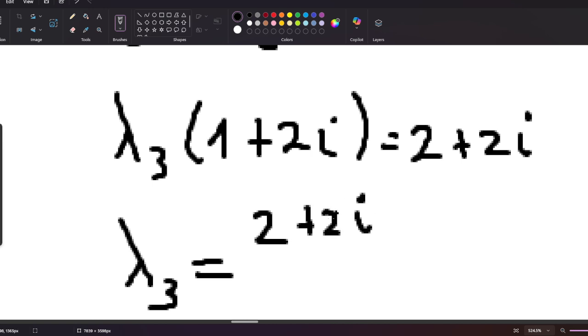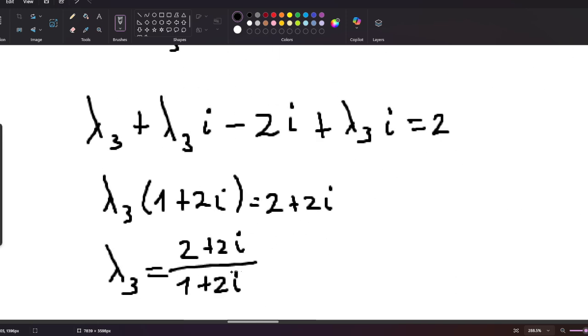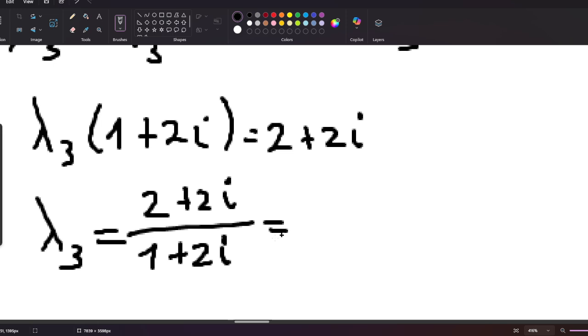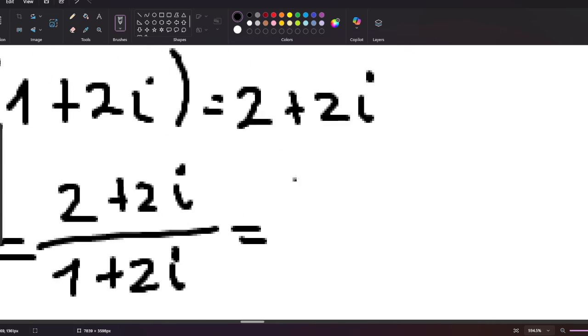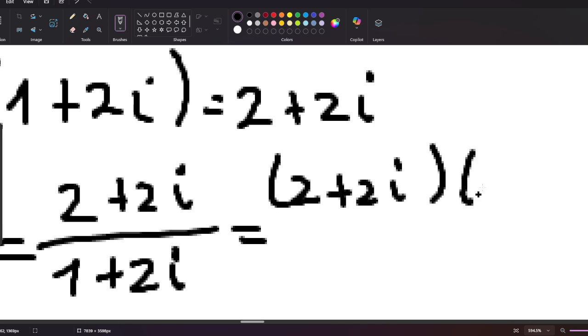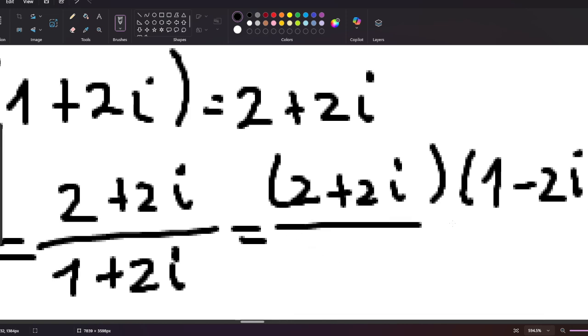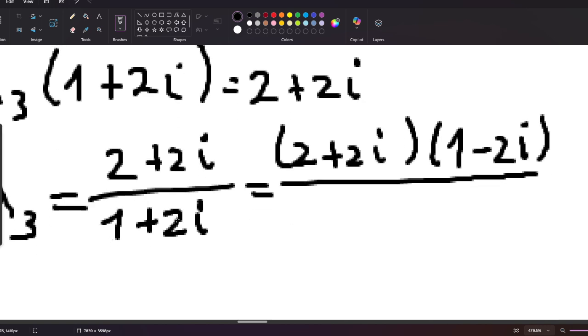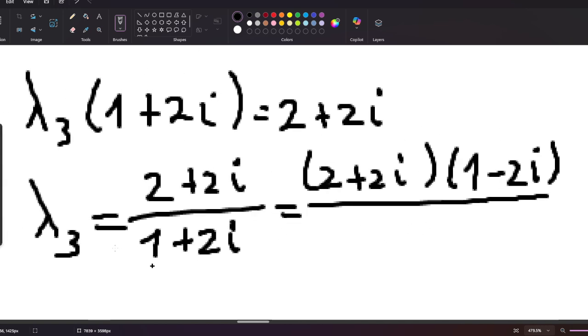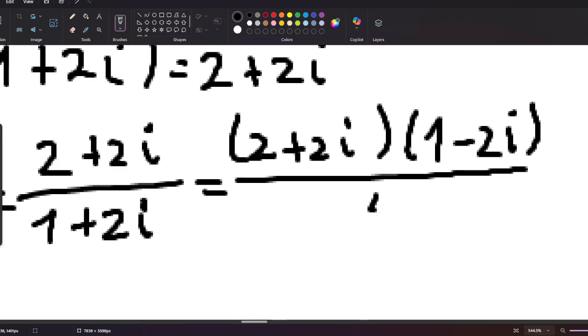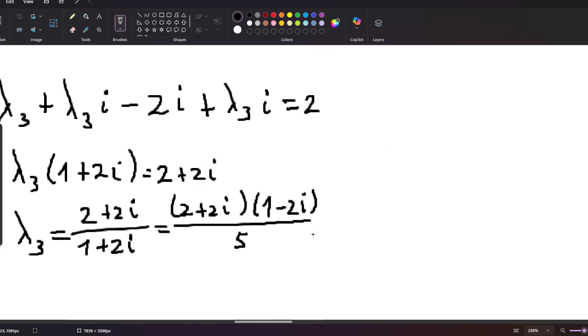2 plus 2i over 1 plus 2i. Let's multiply both the denominator and the numerator by 1 minus 2i. 2 plus 2i times 1 minus 2i. Now 1 squared is 1, 2i squared is -4. We have a 5 in the denominator.